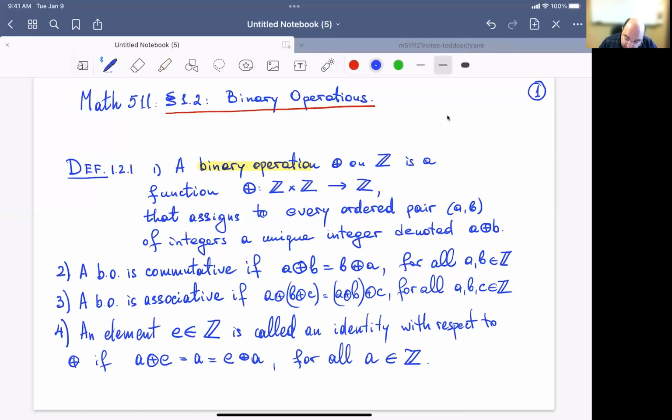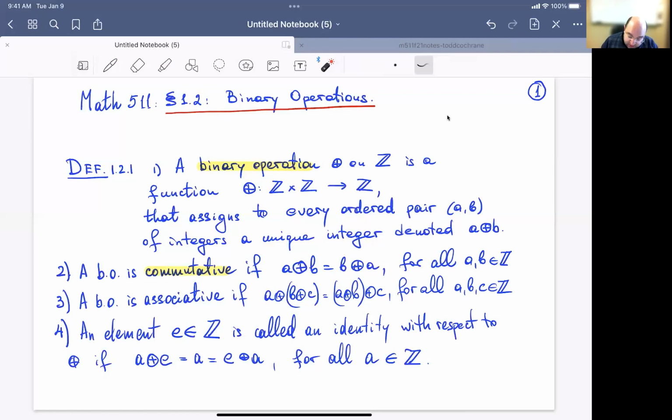Now, a binary operation is commutative if it satisfies the property that if you take a with b, a ⊕ b, then you get the same result as b ⊕ a. And that has to be true for every ordered pair of integers in Z.